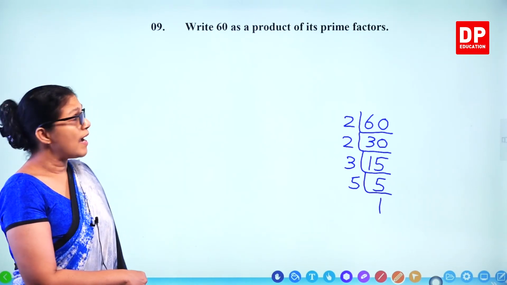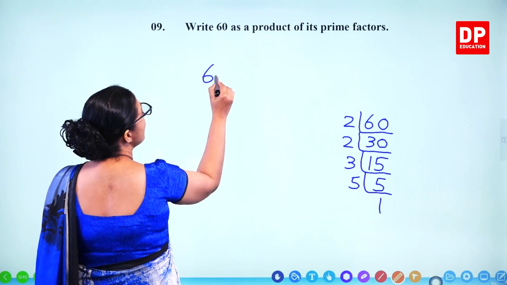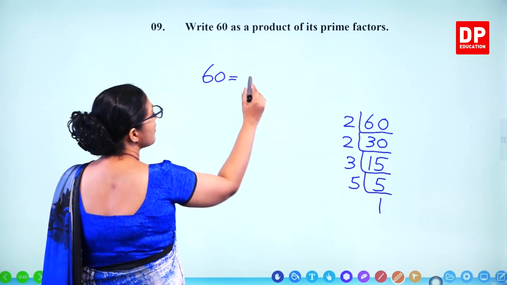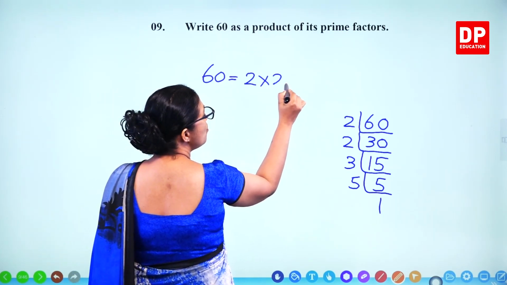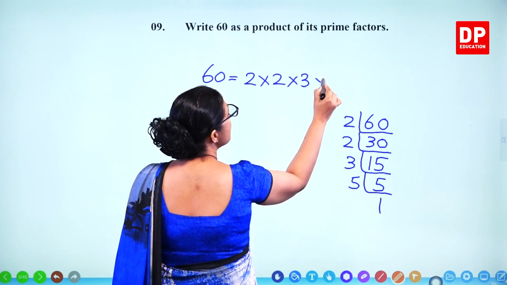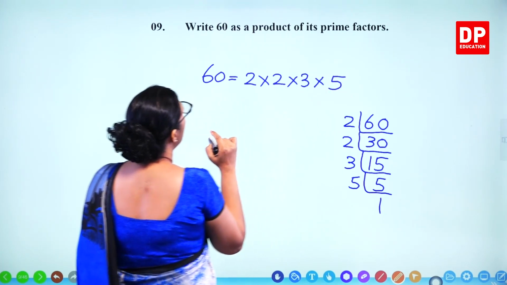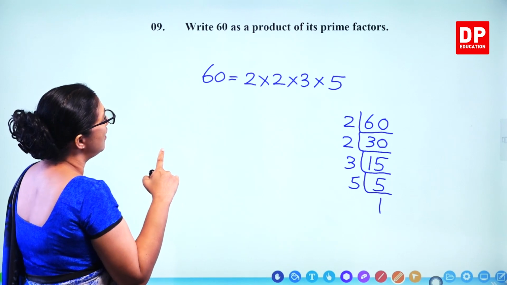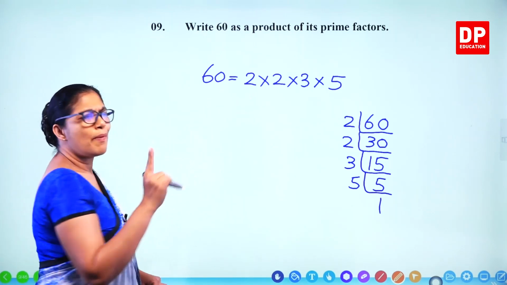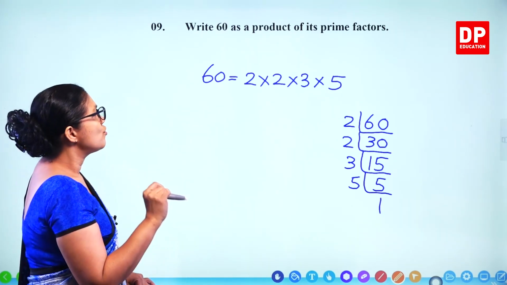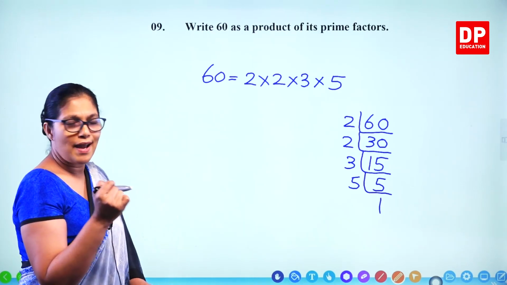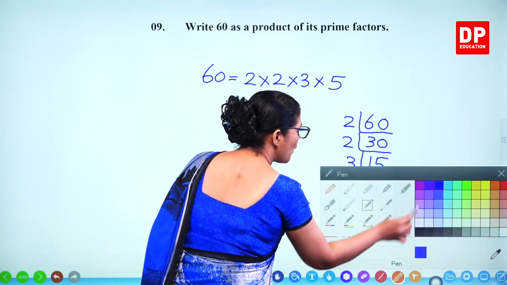So what are the factors? 60 you can write 2 times 2 times 3 times 5. Or you can write as a power, 2 to the power 2 also. 2 to the power 2 into 3 times 5. So you get 2 marks for that.